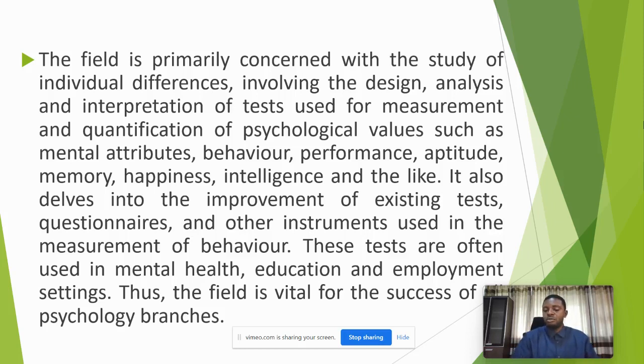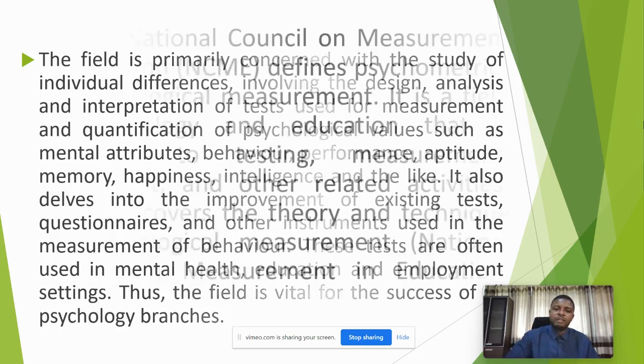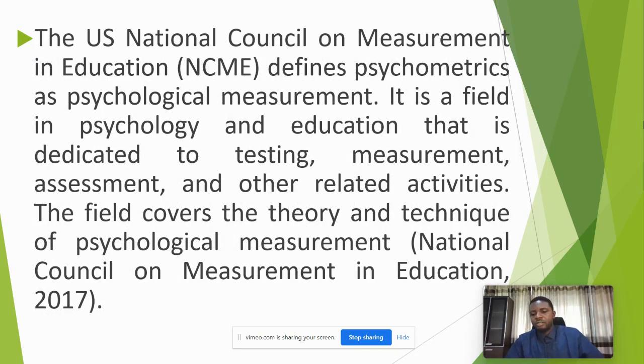Now, measurement is done for you to be able to understand these things and properly channel them towards where they are supposed to be used. So it also delves into improvement of existing tests. Of course, I told you that psychometrics uses psychological principles, theories, and techniques to develop and validate tests. Some of them are developed, some of them are existing ones, such as questionnaires and instruments, that you can use to measure individual behaviors. And these tests can be used in mental health facilities, in education, in employment, in organizational settings, and all of that. So this is where we can find different levels of usage of psychometrics.